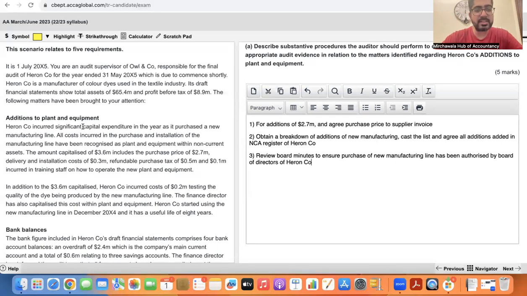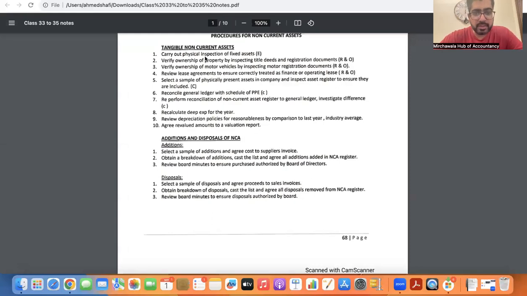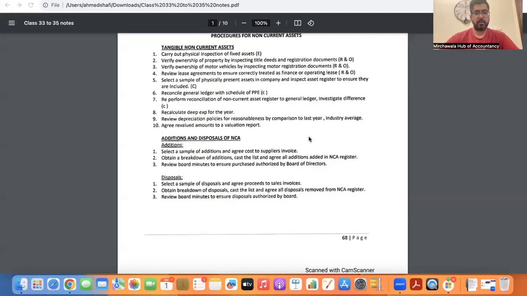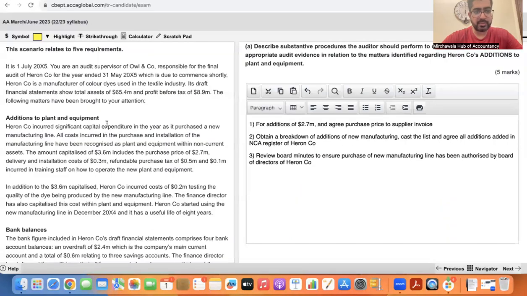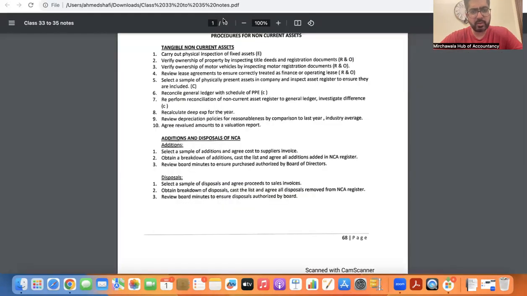Additions to plant and equipment is capital expenditure. Capital expenditure is purchase of asset. Okay, additions is basically capital expenditure. So capital expenditure is basically purchase of asset. So you can write 2 from the purchase of asset here. It's written clearly in the scenario that additions is capital expenditure. Capital expenditure means purchase of non-current assets. So you can write 2 from non-current assets.